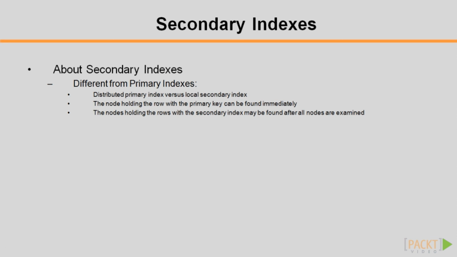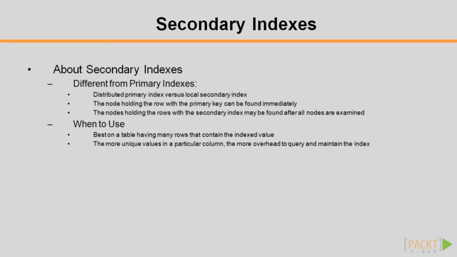However, secondary index is just to index the data on the local node, and it may not be possible to know immediately the locations of all matched rows without having examined all nodes in the cluster. Thus, the performance is unpredictable. So secondary indexes are best on a table having many rows that contain the indexed value. That is low cardinality in the relational database terminologies, which is counterintuitive to the relational people. The more unique values in a particular column, the more overhead to query and maintain the index.